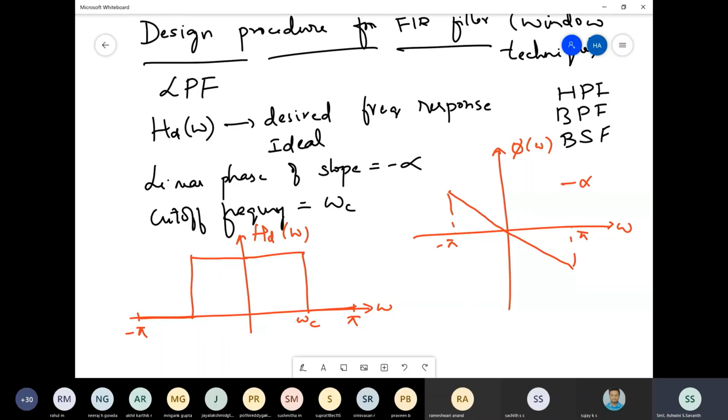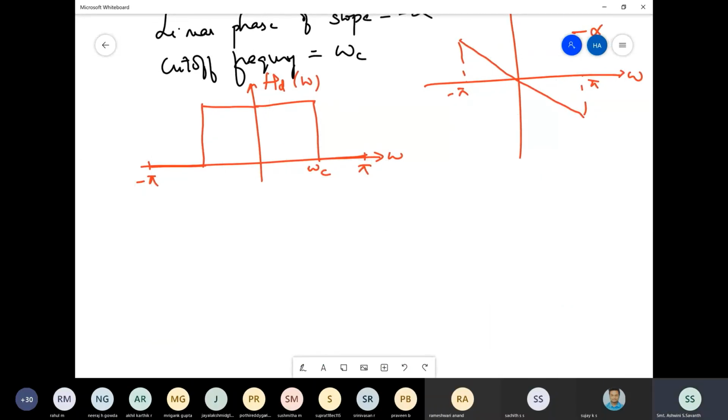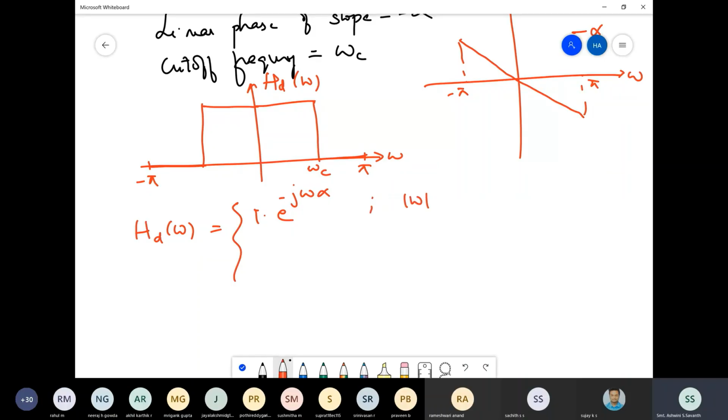Characteristic is, so HD of omega can be written as 1 e to the power minus j omega alpha in the interval of magnitude of omega less than omega c. So for omega less than omega c and omega greater than minus omega c, between minus omega c and plus omega c, the frequency response has a magnitude of 1 and a phase response with a slope of minus alpha.